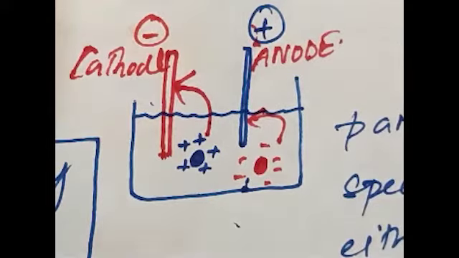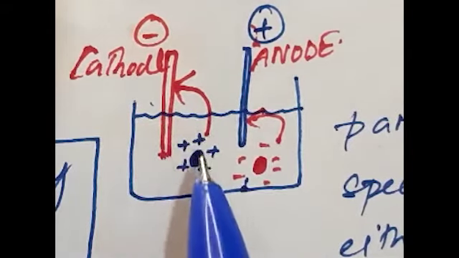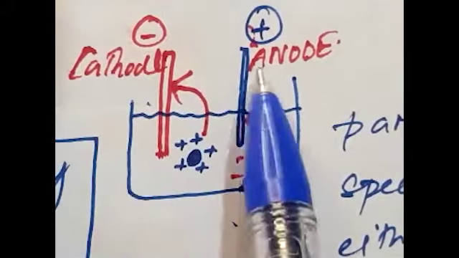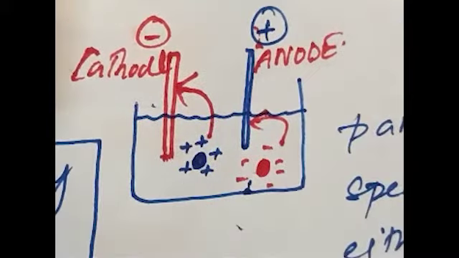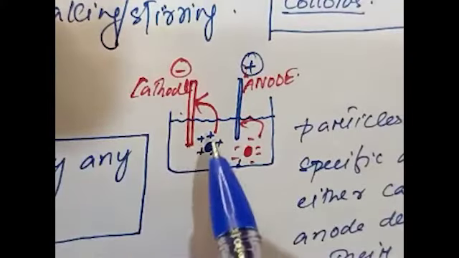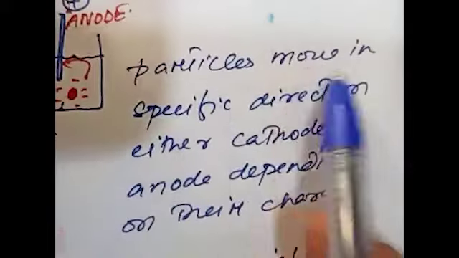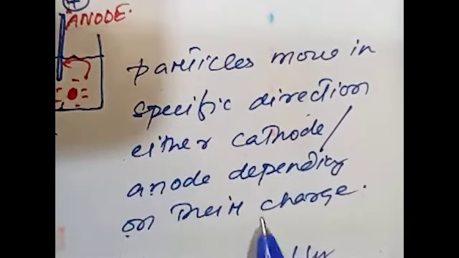Okay, so can I compare charge? The particles will start moving in a certain direction. Either they will move towards the cathode or they will move towards the anode. It only depends upon, suppose it is moving towards the cathode, then definitely I can understand what its charge is. Particles move in a specific direction, either cathode or anode, depending on their charge.